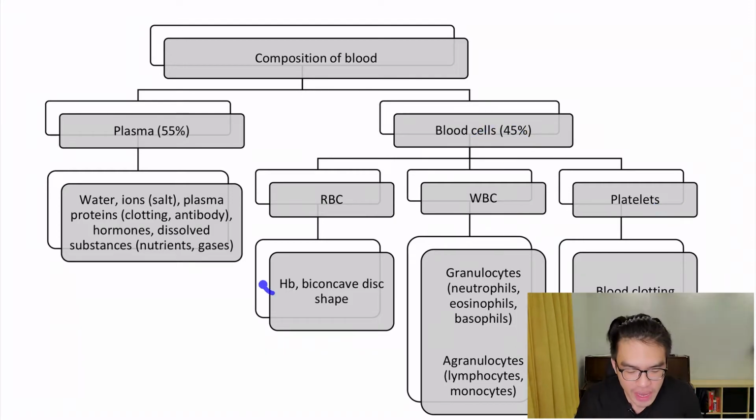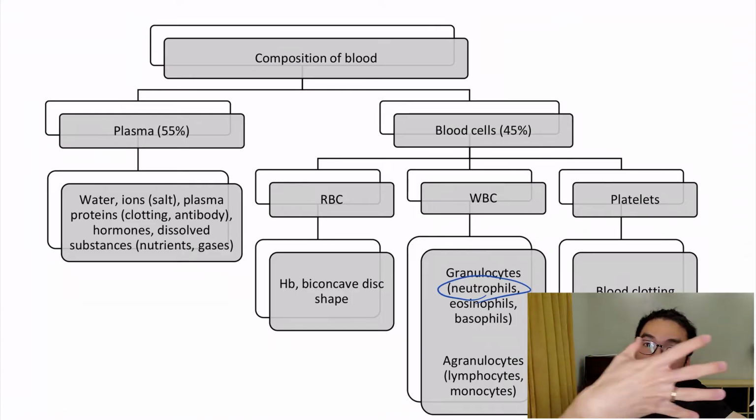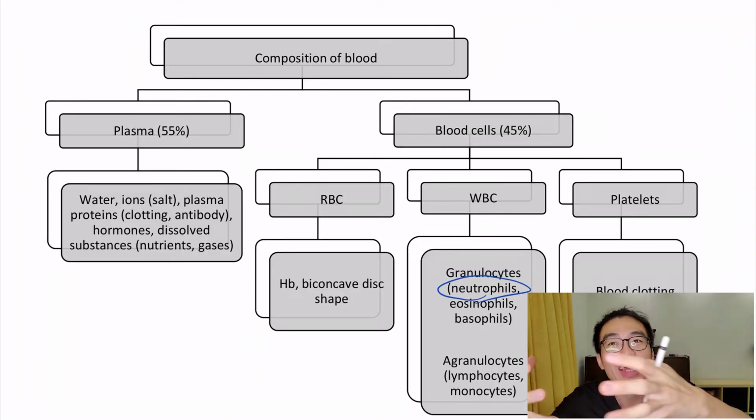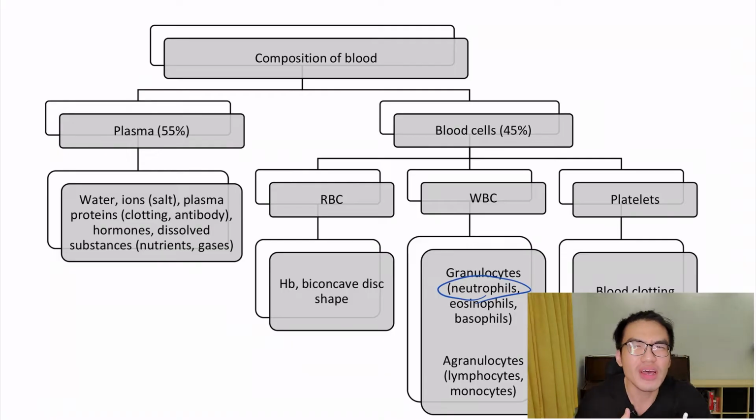Red blood cells have hemoglobin to carry oxygen. They have a biconcave disc shape. White blood cells, you have two types here. You have granulocytes, which I call the low-ranking white blood cells. The focus here would be your neutrophil. Neutrophils carry out phagocytosis, meaning they engulf bacteria one by one. Not a very efficient way to kill bacteria, but they are large in number, so they can consume a lot of bacteria.